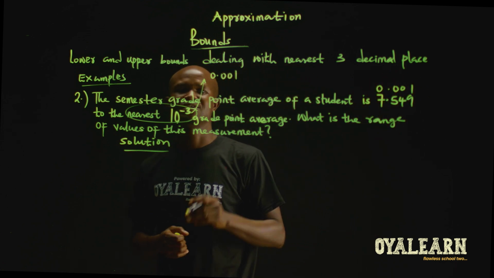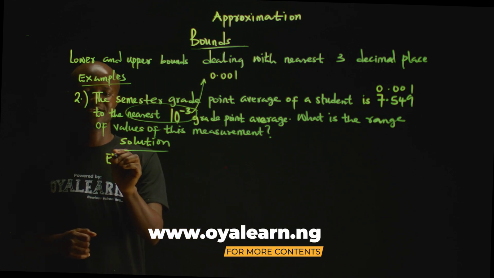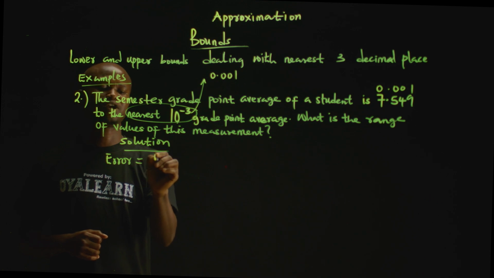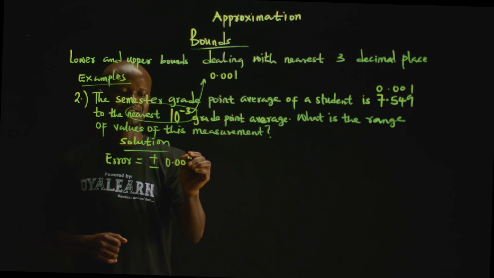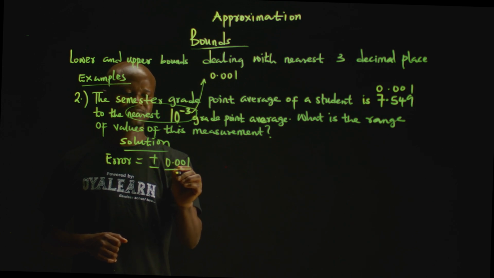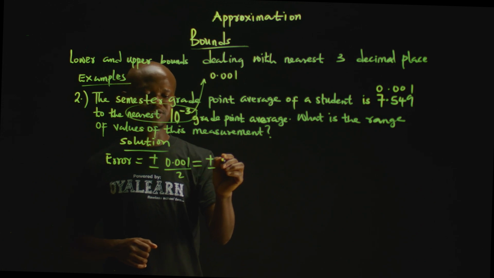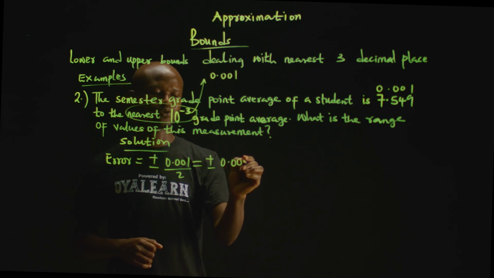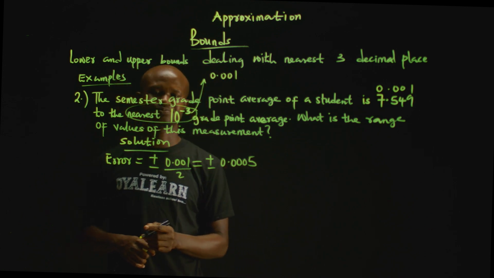That's the meaning. So in this case, we can get our error. The error is plus or minus 0.001 divided by 2. So what are we going to have? That's plus or minus 0.0005. So this is our error.